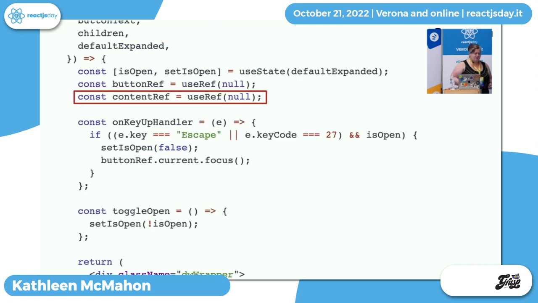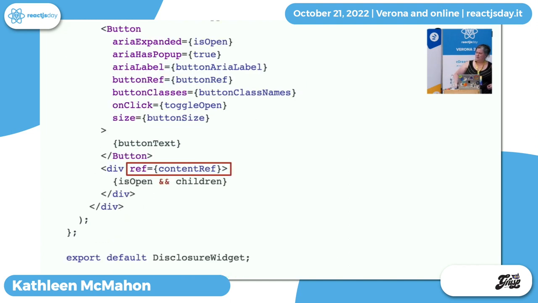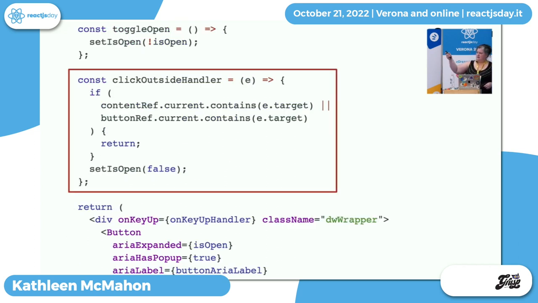So we're going to create the content ref. Content ref, initialize it to null. We're going to attach it to our div for our container. And then we are going to create the on click outside event handler. And we're going to have an if statement: if the content ref or the button ref contains the event target, we are going to keep the widget open. So if anyone's clicking with their mouse on the target, the widget will stay open. And then if they click outside the target, we're going to have the state set to false, we'll close the widget. So it's going to handle for nice mouse cleanup. We'll just close it. So it's really nice.